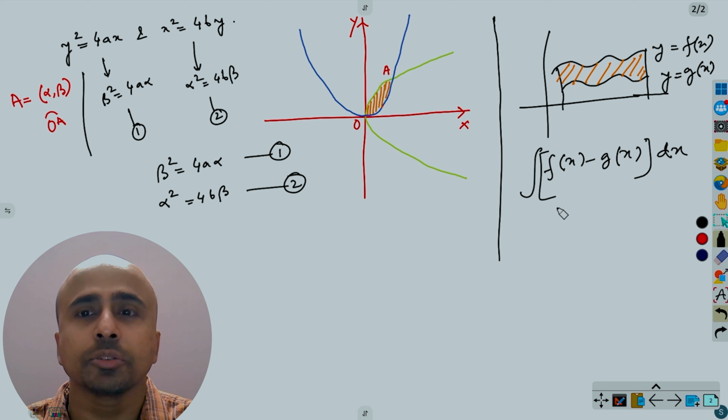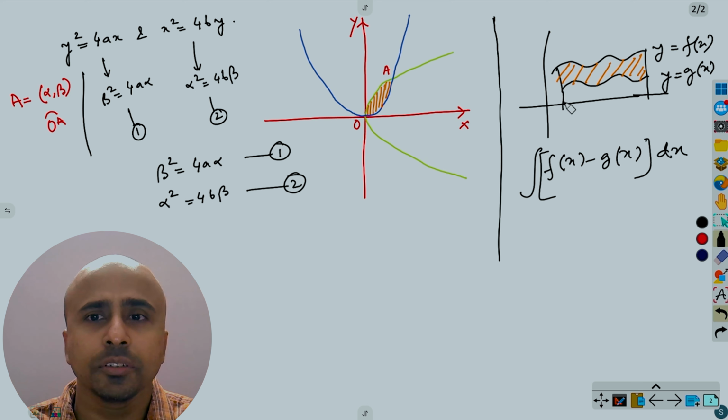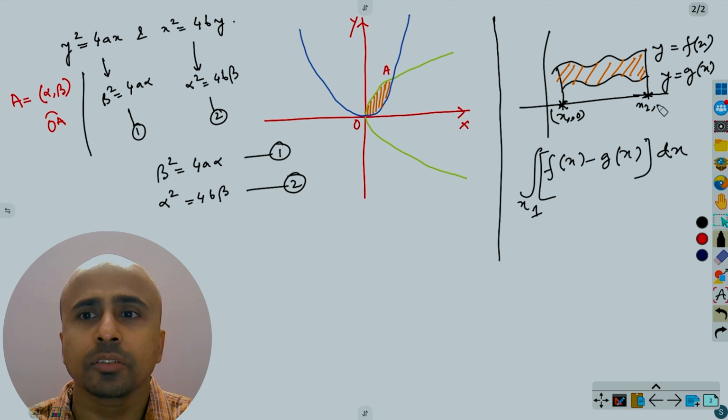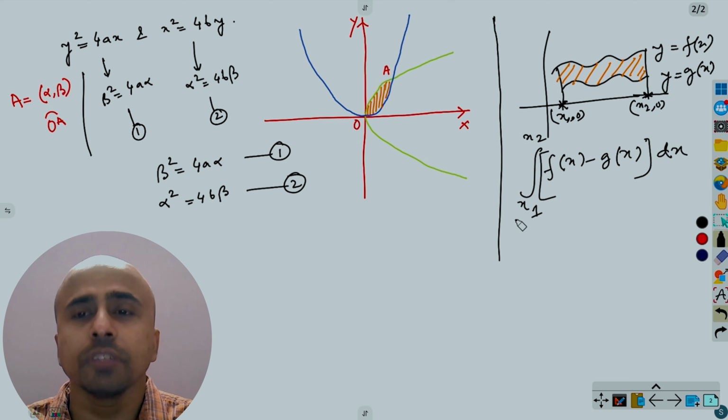This is the area actually, and then you have to take the lower limit and the upper limit, which is this point actually, where let's say this is x1 comma 0, and let's say this is x2 comma 0. Okay, so this is the formula actually.